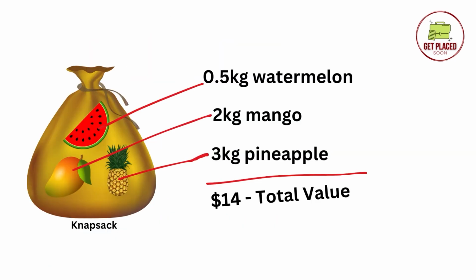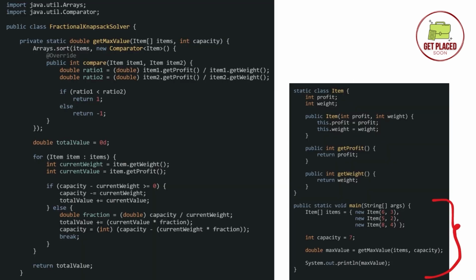So what all we added? We added a fraction of watermelon, that is 0.5 kg of watermelon, and 2 kgs of mango, and 3 kgs of pineapple. And in the 7 kg knapsack, you got $14. Okay, the code looks huge, but don't worry, I'll go and explain snippet by snippet.